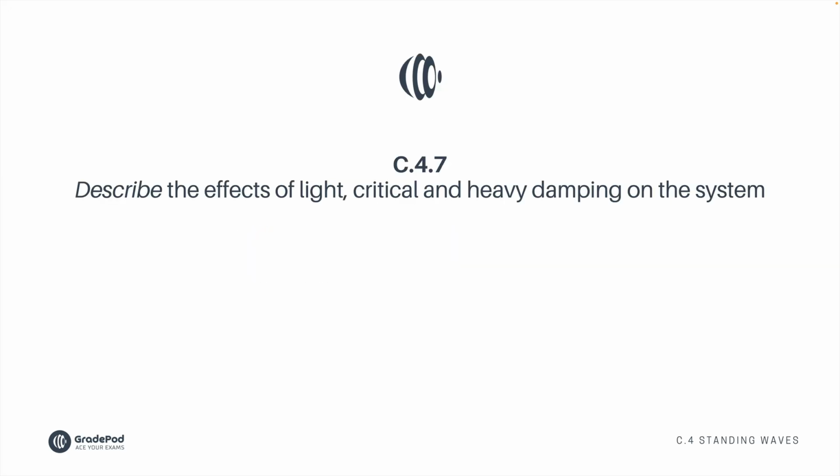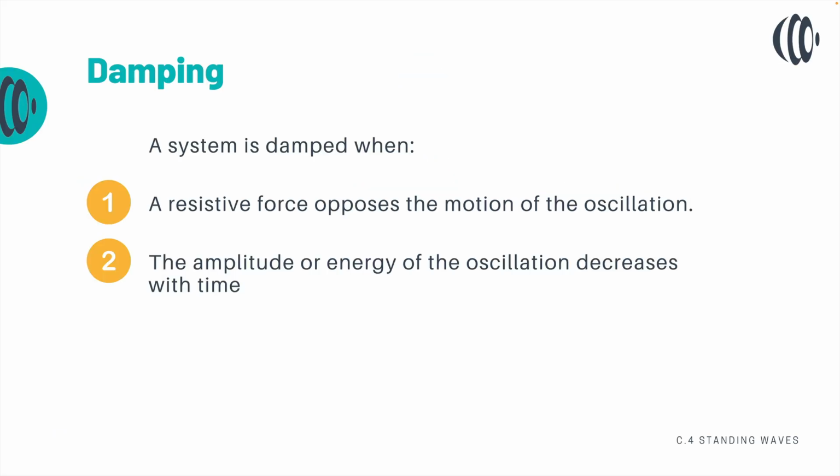Let's finish off this topic by looking at damping. What is damping? And there are 3 types of damping that I want to address in particular. So what is damping? Well, a system is damped when 2 conditions are met. 1, that a resistive force opposes the motion of the oscillation. And 2, the amplitude or the energy of the oscillation decreases with time.